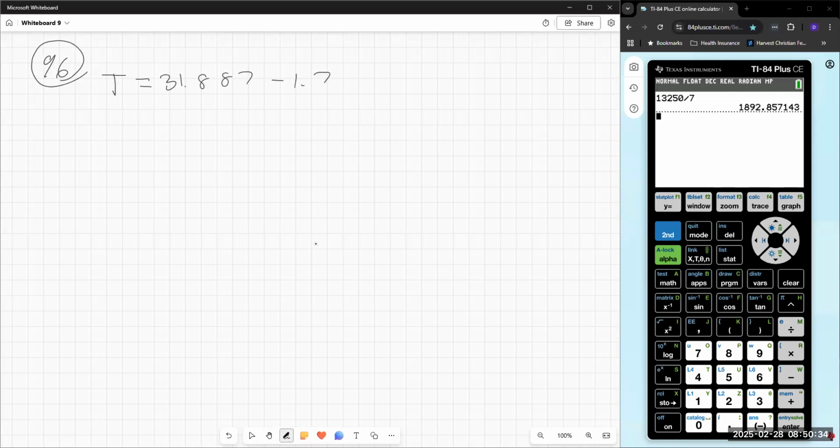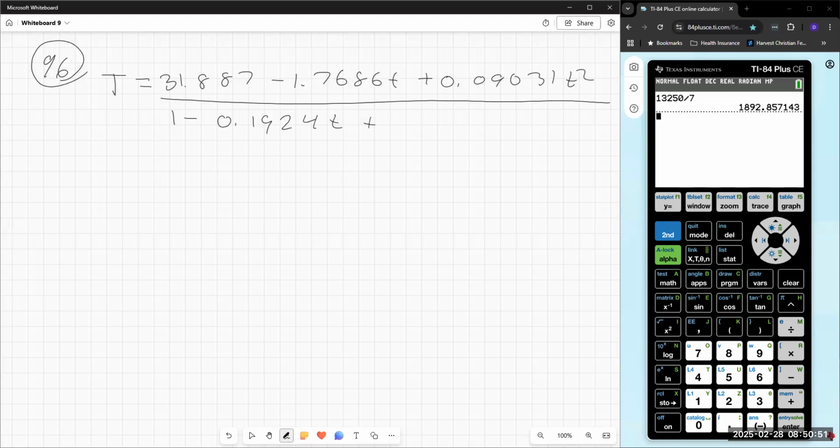31.887 minus 1.7686 T plus 0.09031 T squared divided by 1 minus 0.1924 T plus 0.01286 T squared. And T has to be between 1 and 12 because it's the monthly high temperature, and the months are 1 for January, 12 for December, and so on.